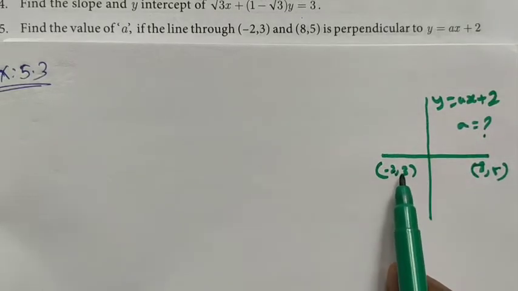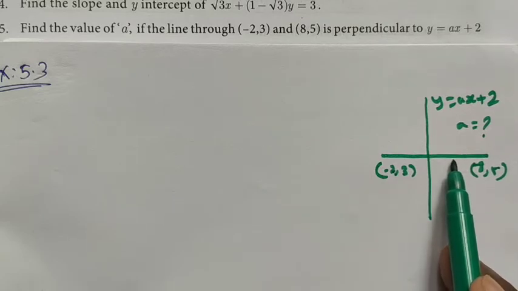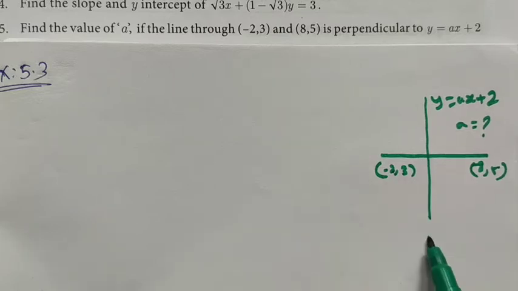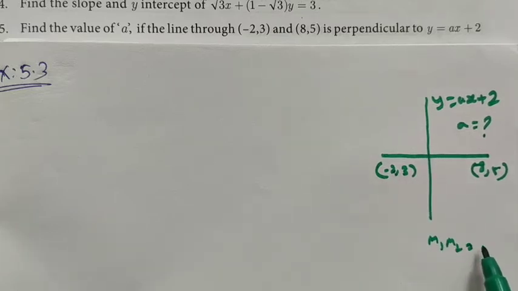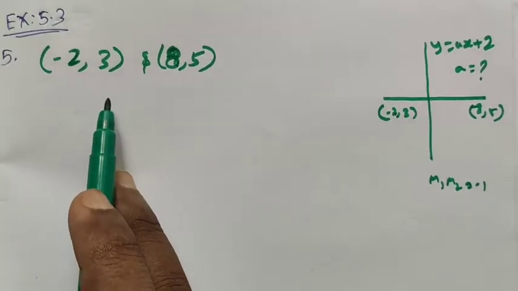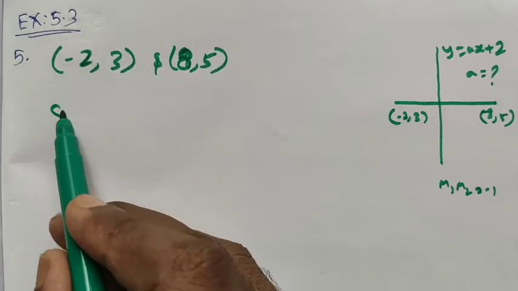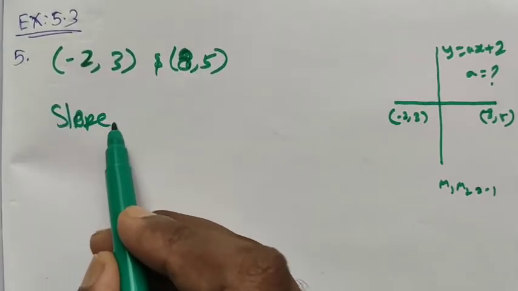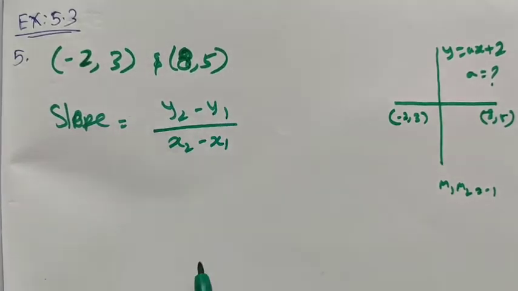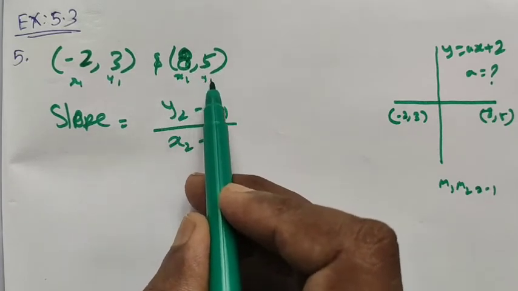Here, when two points are given, we know how to find the slope. One slope is found, and since the lines are perpendicular, we can use the formula m1 m2 = -1, right? Now the two points given are (-2, 3) and (8, 5). To find the slope, we know the formula (y2 - y1) divided by (x2 - x1) when two points are given. The first point we take as x1, y1, the second point as x2, y2.